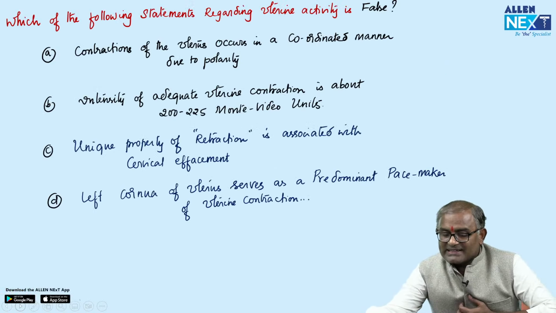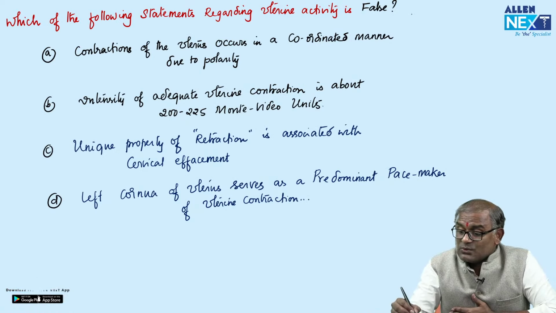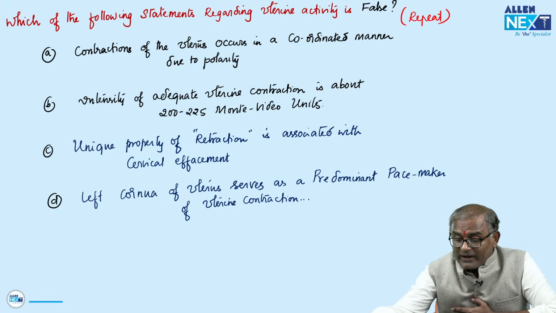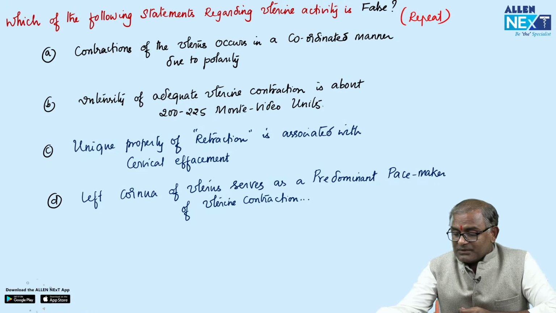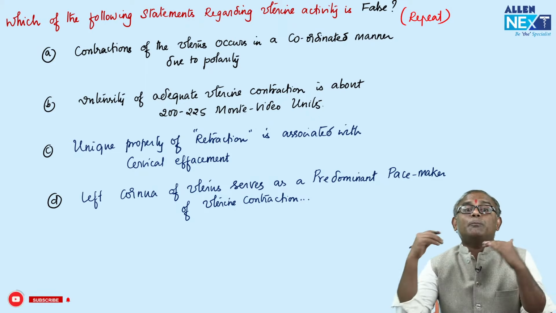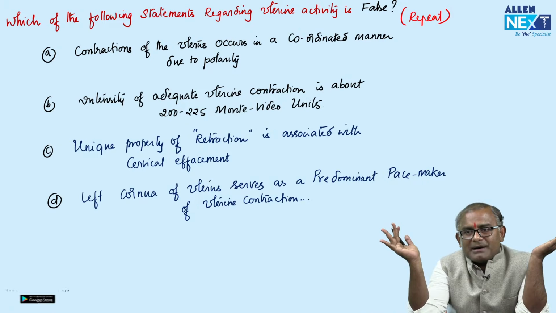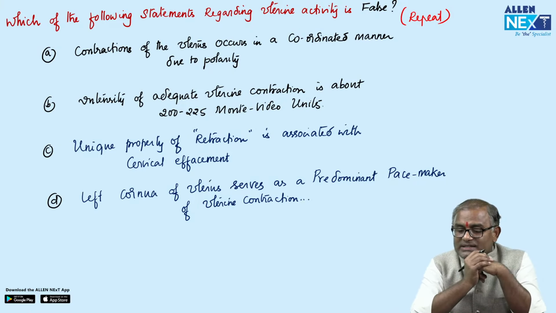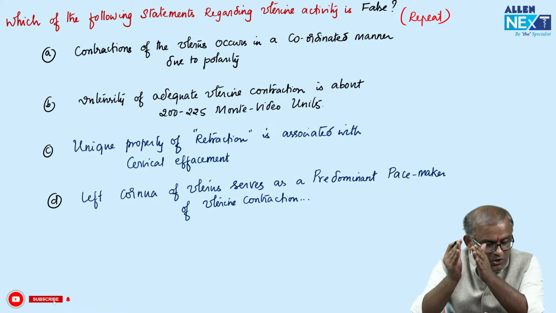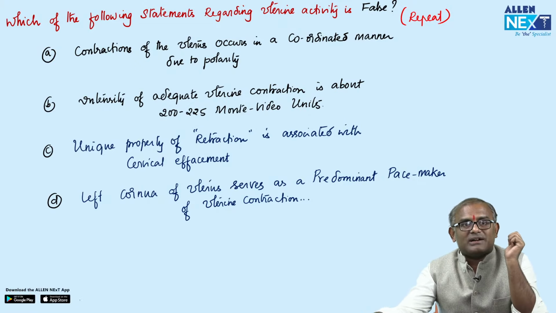Now, which of the following statements regarding uterine activity is false? This is once again a repeat question from a previous year. Look into this: contraction of the uterus occurs in a coordinated manner due to polarity. What is this polarity, doctors? Polarity is nothing but the upper segment contracts and the lower segment relaxes. That is called polarity.